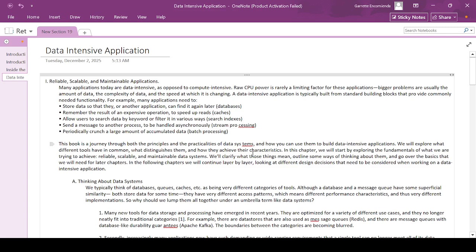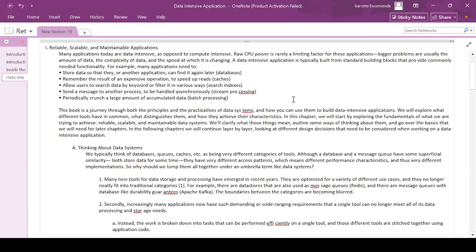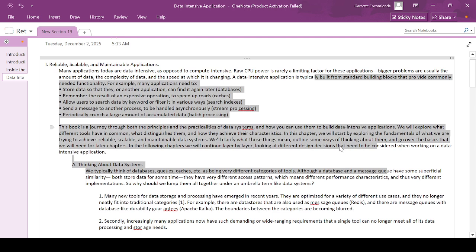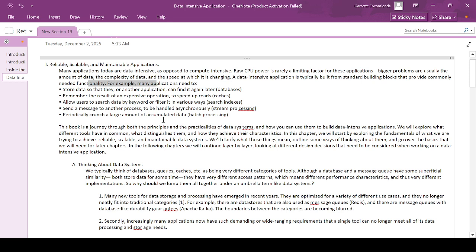Data-intensive application, reliable, scalable, maintainable applications. Many applications today are data-intensive as opposed to compute-intensive. Raw CPU power is rarely a limiting factor for these applications. Bigger problems are usually the amount of data, the complexity of data, and the speed at which it is changing. A data-intensive application is typically built from standard building blocks that provide commonly needed functionality.